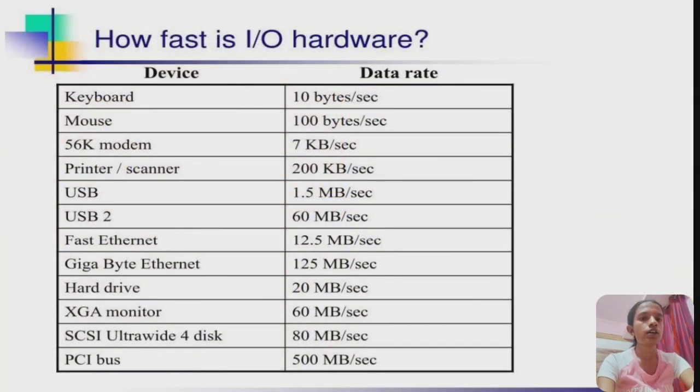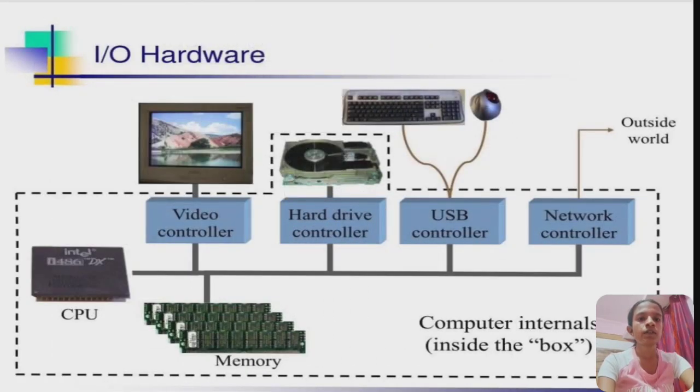How fast is input and output hardware? These are the devices and the data rate of devices. Keyboard 10 bytes per second, mouse 100 bytes per second, printer and scanner 200 KB per second, USB 1.0 MB per second, USB 2.0 60 MB per second, hard drive 20 MB per second, PCI bus 500 MB per second. And this is the structure of input and output hardware, where we can see video controller, hard drive controller, USB controller, network controller, which is the outside world.